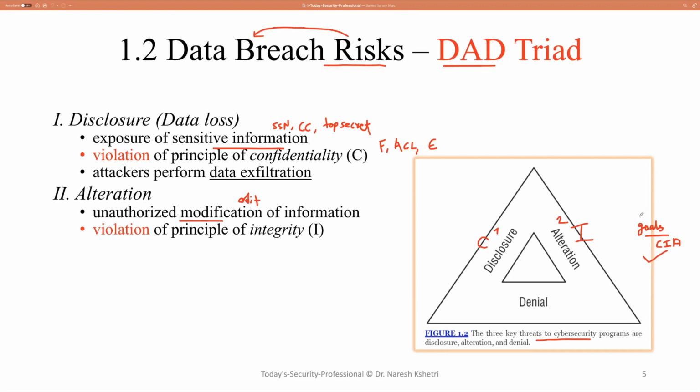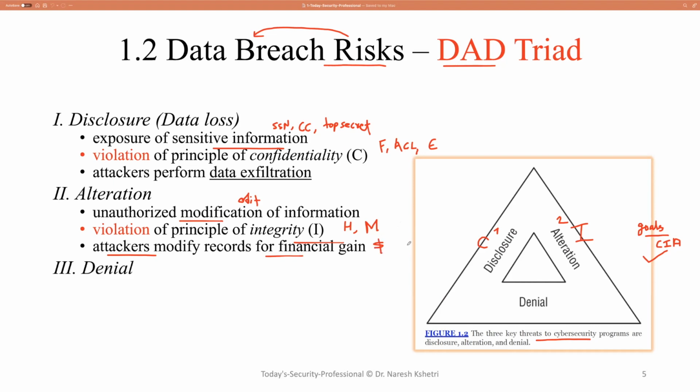There are several controls enforced to maintain integrity. One is the concept of hashing, and another is monitoring. Monitoring helps us maintain integrity, otherwise the information will be altered. The attacker modifies records for financial gain, so here the motivation lies with financial gain.